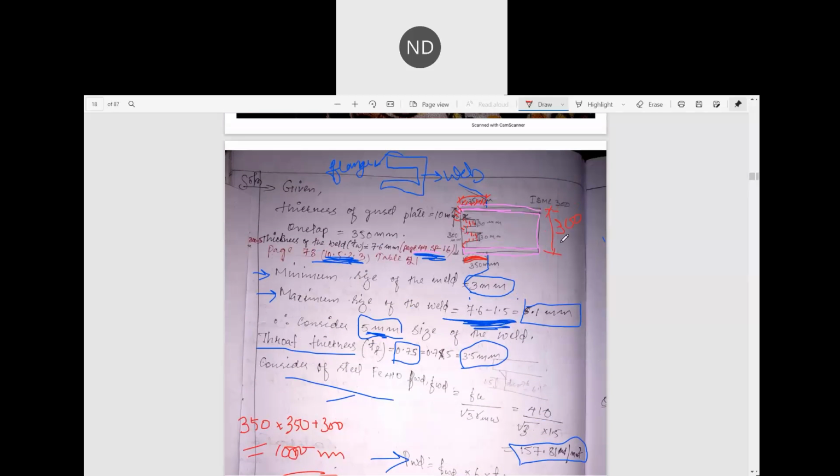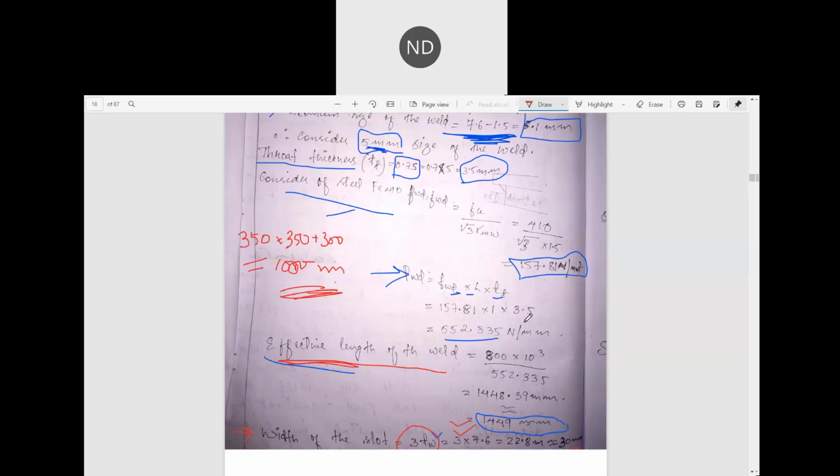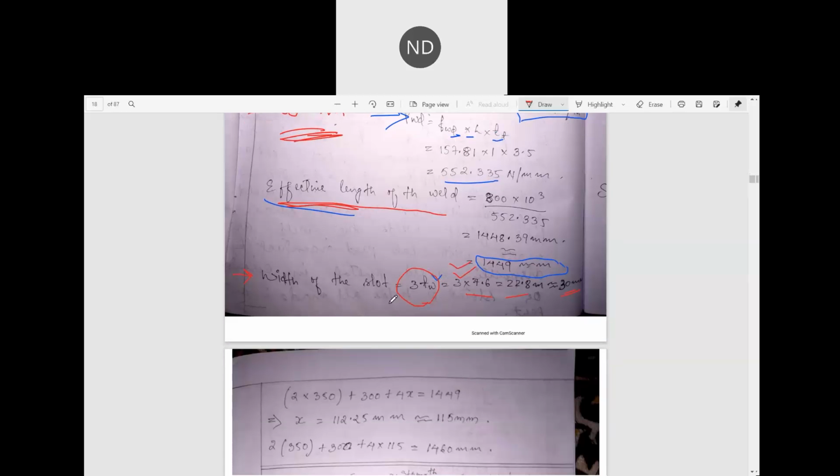So you will see here, this is the width of the slot. This is up to you. You can provide one slot, you can provide three slots, according to your design, how many slots you want to provide. In this particular question we have provided two slots, and the width of the slot is 30 mm. So how have we calculated it? We got it by calculating 3 into tw, using the thickness of the web.